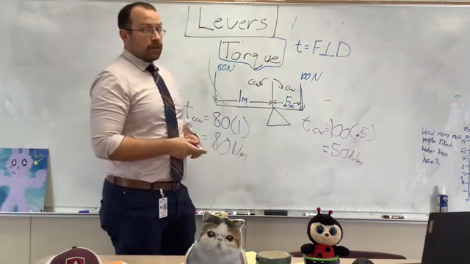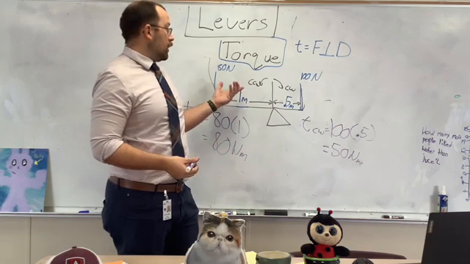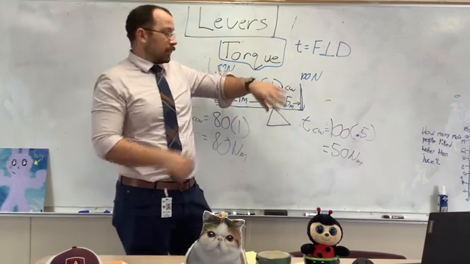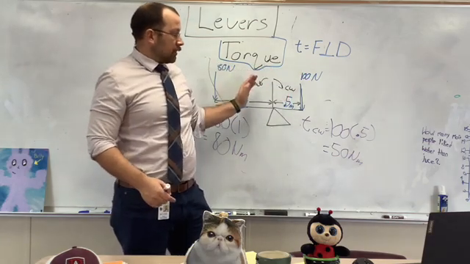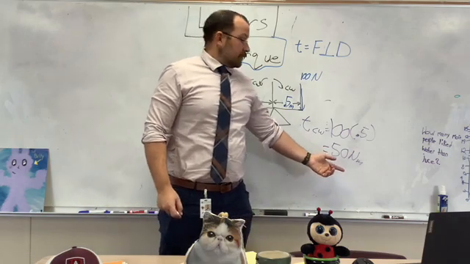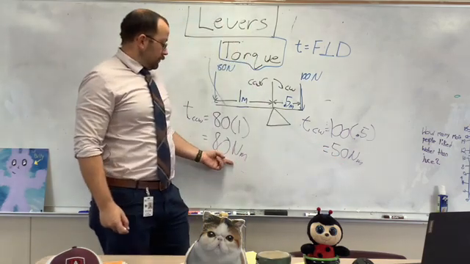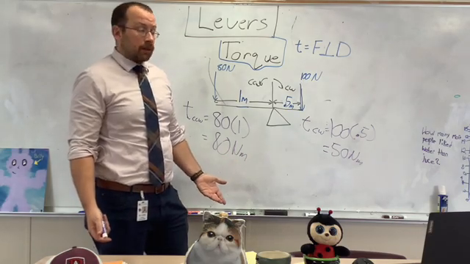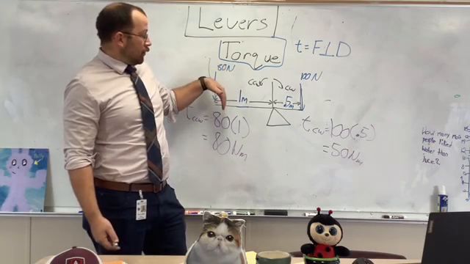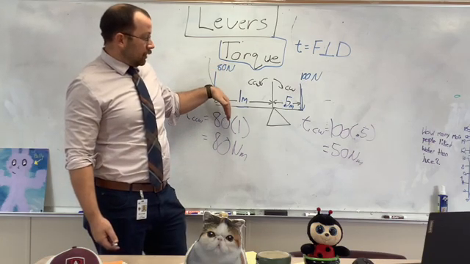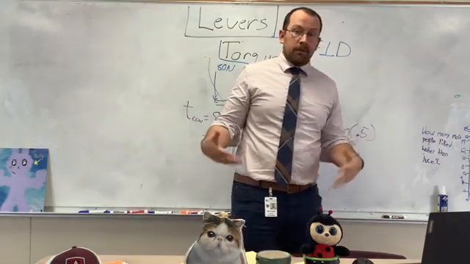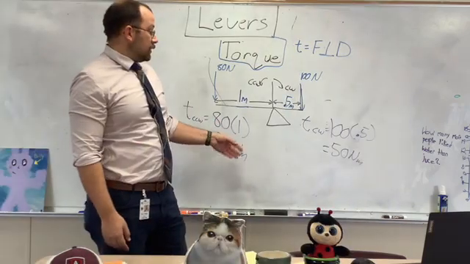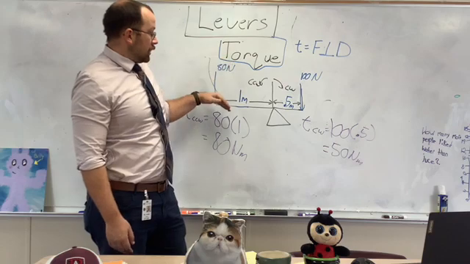So now I found my torque for my counterclockwise and my torque for my clockwise. Is this balanced? 50 newton meters, 80 newton meters. No, it is not balanced because they are not equal to each other. So you'd have more force going over here, so this would get pushed down a little bit more than the other side. If they equal each other, that means they are balanced. So in this case, this is actually going to rotate counterclockwise.